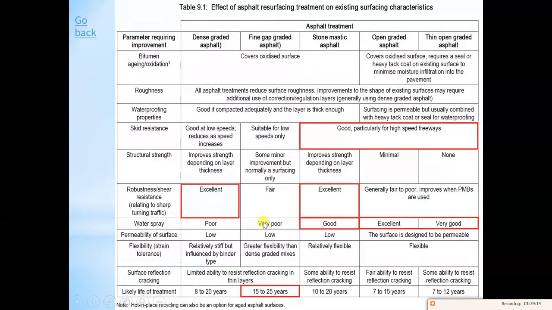There are other things as well; I just picked up the most important features. The stone mastic is good in skid resistance and shear resistance as well. Water spray is quite good, and the open graded is good for skid resistance and excellent for water spray. Okay, the life is not very good though.